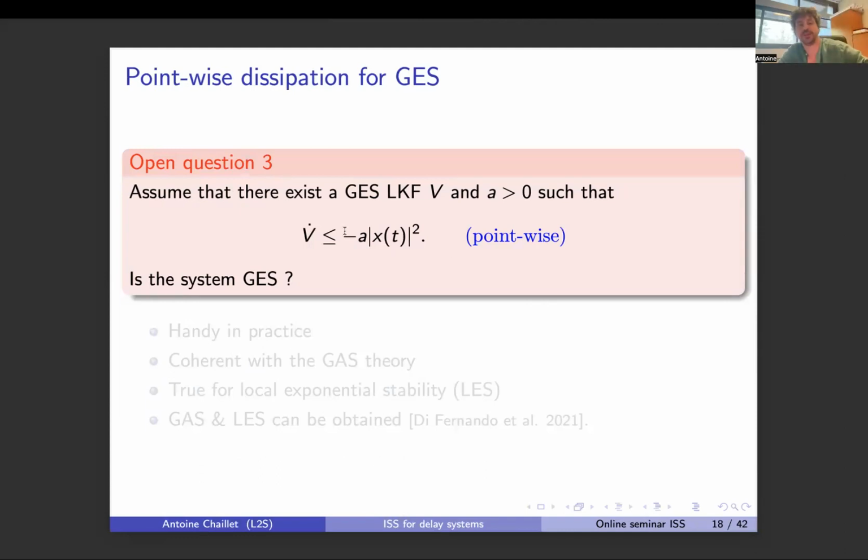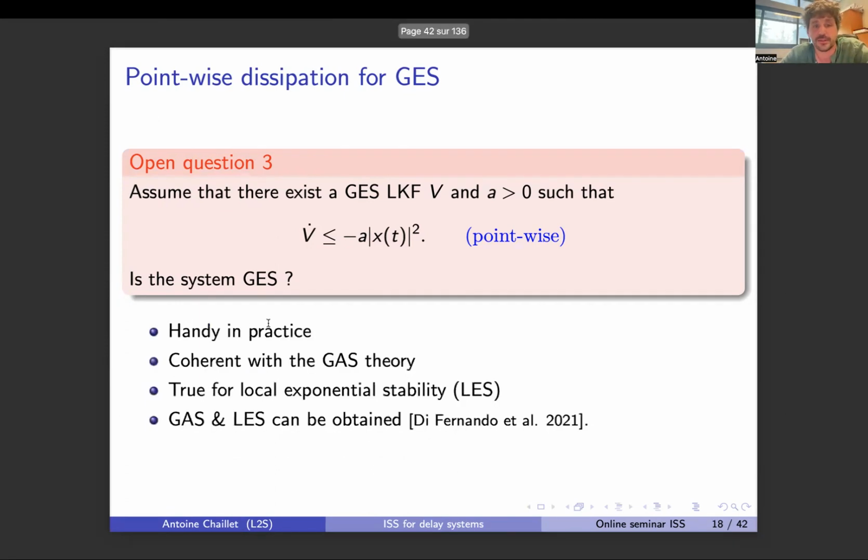In other words, my question is, assume that you have a guess LKF, so sandwiched between two quadratic functions, and now you impose only a dissipation quadratic, but only in terms of the current value of the solution. Do you still have global exponential stability? Well, the question is also open.